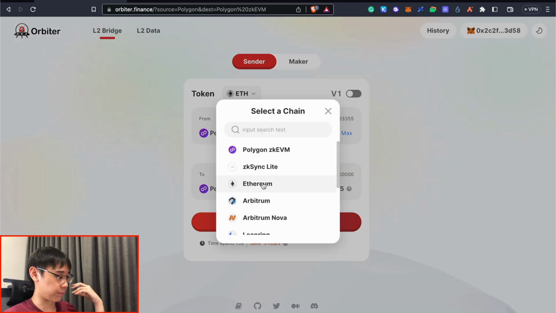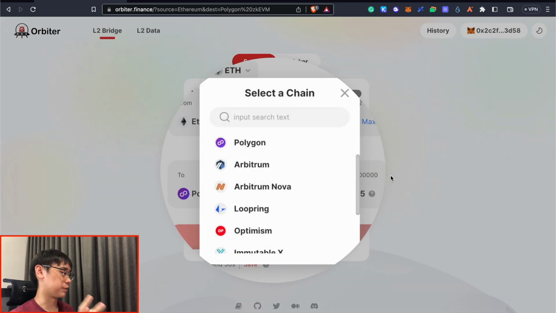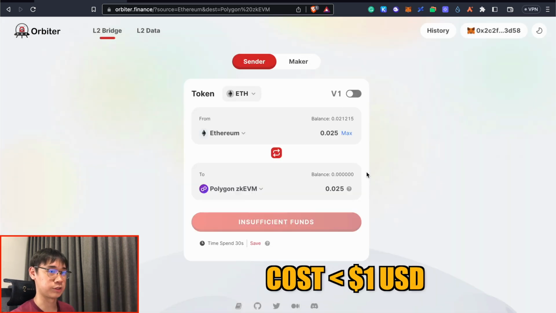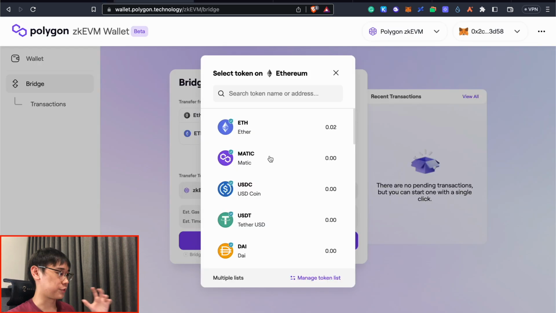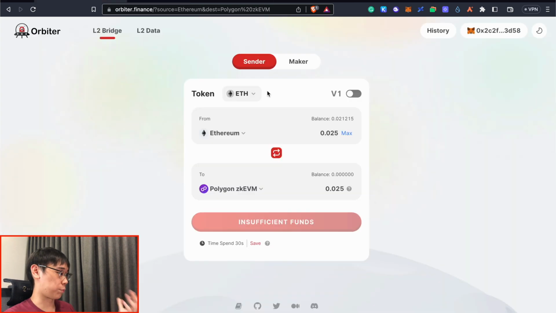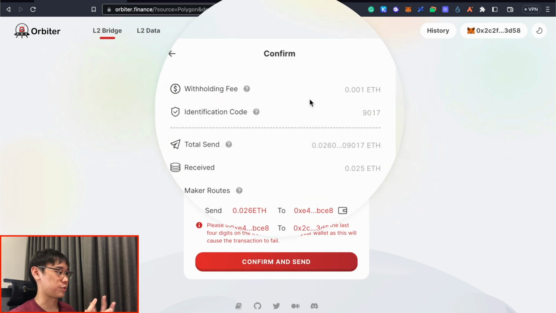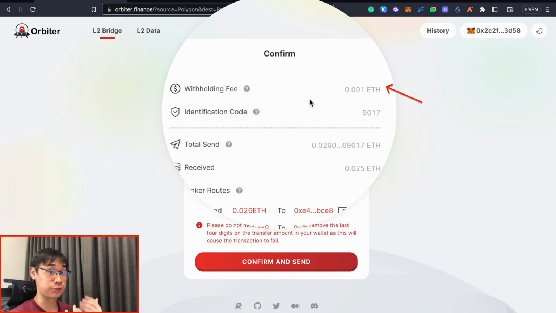An alternative platform that you can consider is Orbital Finance, where it allows you to bridge your ETH token from any of these networks to the Polygon zkEVM. The gas fees you pay are much cheaper on networks like Polygon, Arbitrum or Optimism, and they should cost less than $1 to perform this bridging transaction. The official Polygon bridge allows you to bridge almost any token on the Ethereum mainnet. However, for Orbital Finance, you are only limited to bridging over the ETH token. For every transaction that you perform on Orbital Finance, they will charge a withholding fee of about 0.001 Ethereum.